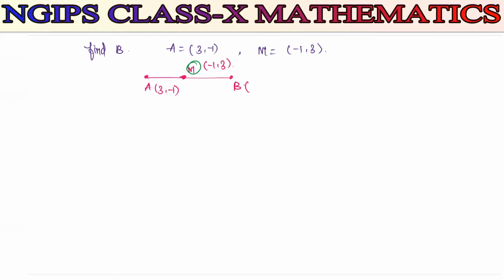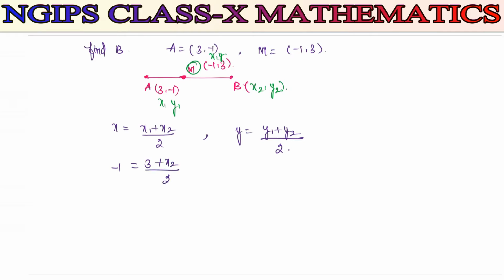Now you need to consider A as x1, y1, B as x2, y2, and the point which divides we always take as x, y. So just equate the values here. The formula is x equal to x1 plus x2 divided by 2, and y equal to y1 plus y2 divided by 2. So x value we have here is -1 equal to x1 value 3 plus x2 divided by 2, y value we have 3 equal to y1 value -1 plus y2 divided by 2.